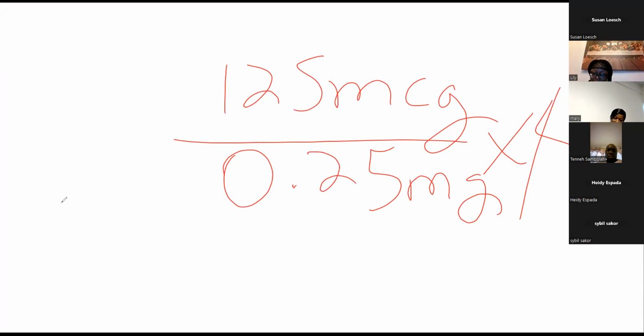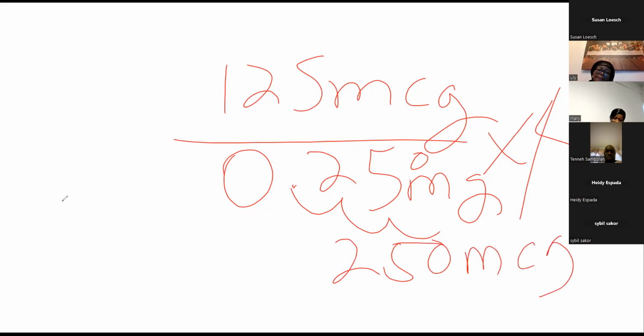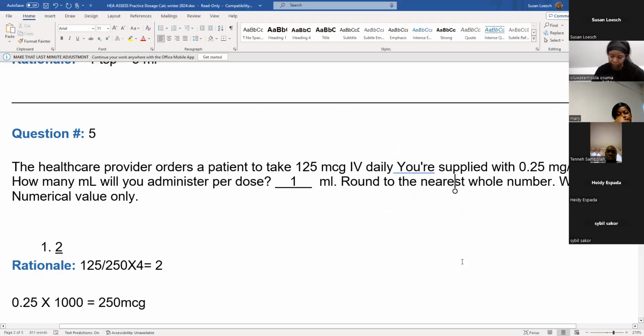Okay, you can either move your decimal 1, 2, 3, which would give you 250 micrograms, or you can multiply by 1,000, however it works for you. Then you got 125 divided by 250 times 4, right? And you got 2.